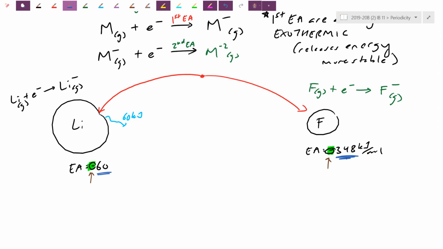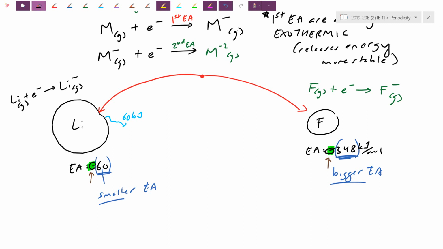So in terms of wording, this gets a little bit weird. Even though -60 on the number line is actually bigger than -348, ignoring that negative for a second, just looking at the size of the number, I'm going to call 60 a smaller electron affinity than the number 348, which is a larger or bigger EA. Fluorine is more hungry for these electrons. It's able to release more energy and become way more stable than lithium. That's how we usually define it, smaller and bigger.